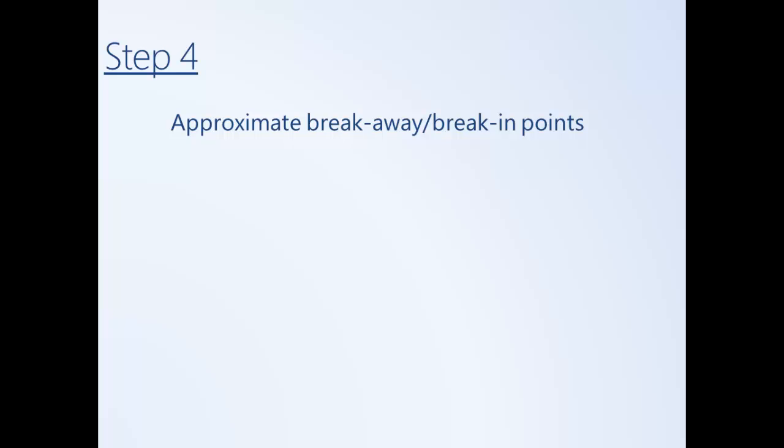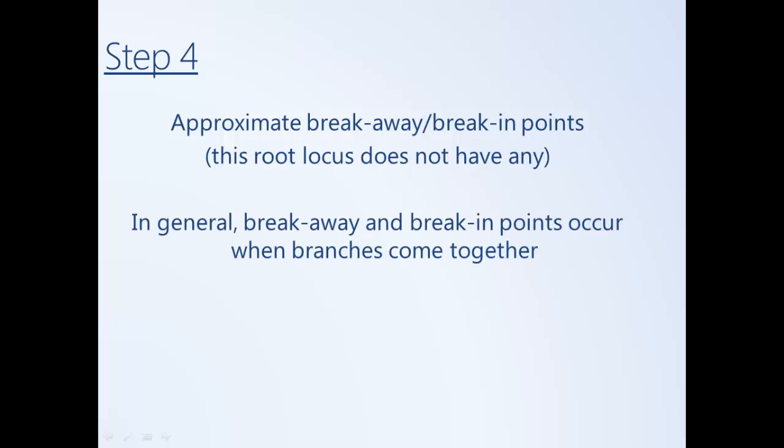Continuing on with our procedure, step 4 is where we approximate breakaway and break-in points. This locus does not have any. In general, breakaway and break-in points occur when branches come together. In this case, we have no branches that come together. If you recall, we have a branch going that way, a branch going that way, and a branch going that way. So they never meet.